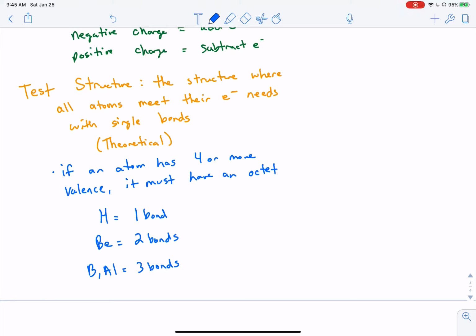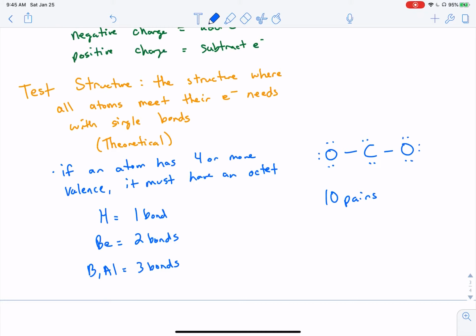So with CO2, C's in the middle, and I make it as simple as possible. So that's the structure that, if everything was as basic as possible, that's what it would look like. I'm not saying it's right. I'm saying it's our foundation. And I look at that structure and I count how many pairs I have. So here I have 1, 2, 3, 4, 5, 6, 7, 8, 9, 10 pairs. So in this structure, I have 10 pairs. But I can only have 8.